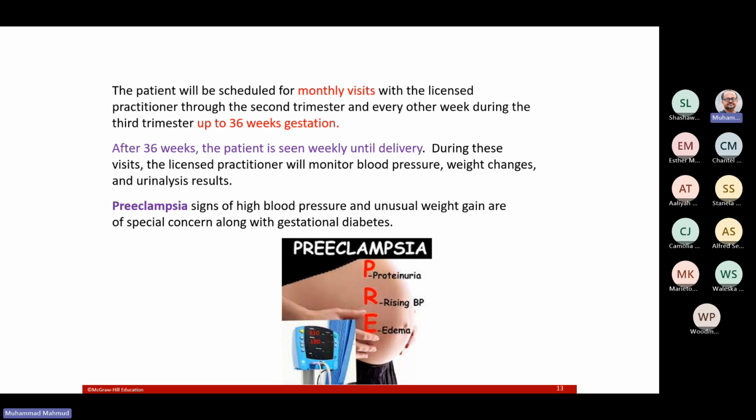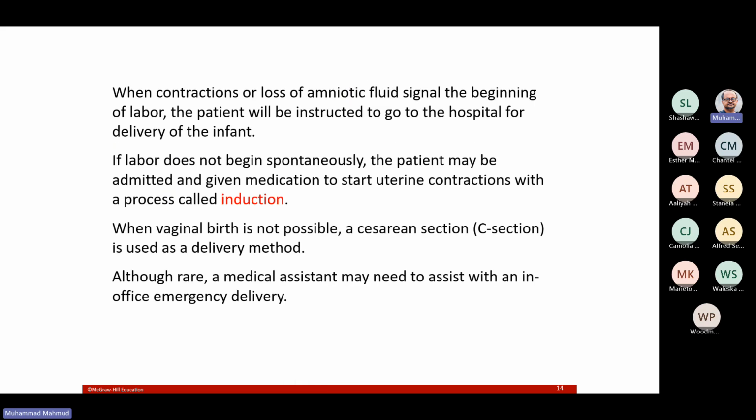One of the significant conditions I want to discuss here is preeclampsia. In this condition, there will be signs that you can easily remember with the word PRE. P for proteinuria, R for rising blood pressure, and E for edema. There are many other signs and symptoms, but these three will be significant for us to know the condition of preeclampsia. Also, gestational diabetes is another condition, when the mother has diabetes while she is pregnant.